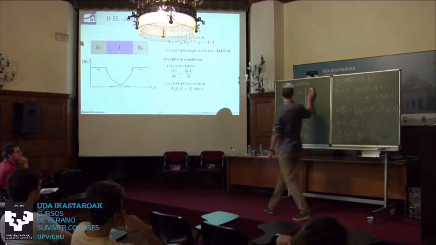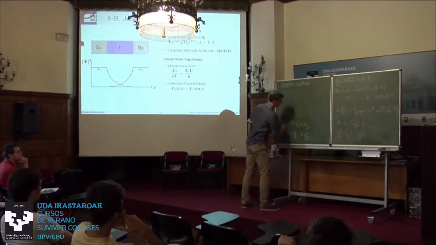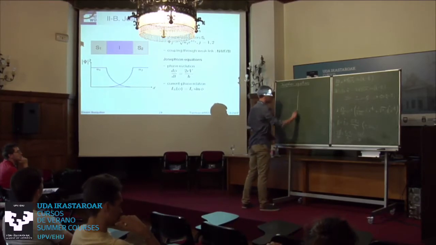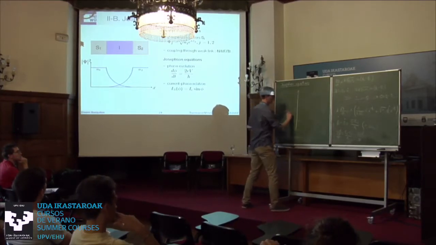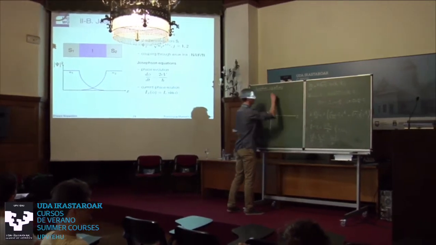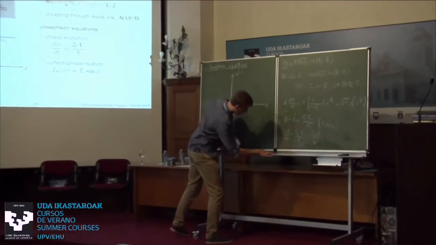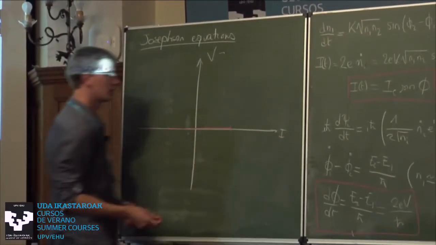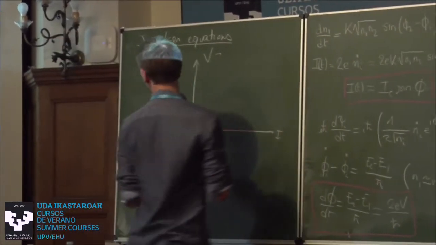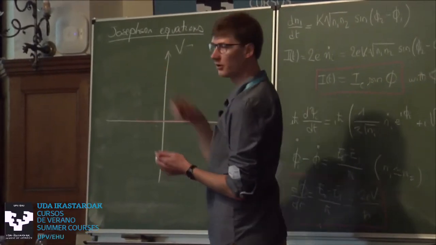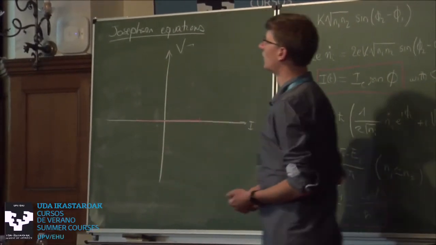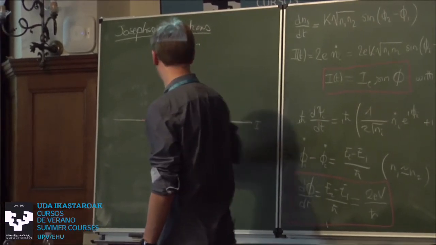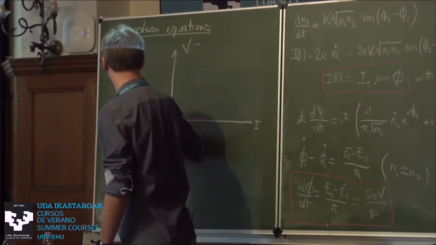So typically, this means that in the IV curve, you'll have something like this. You'll have a first branch that is here. And you can find a solution to that as long as the current is smaller than IC, which is called the critical current for obvious reasons. So you will have something like this.